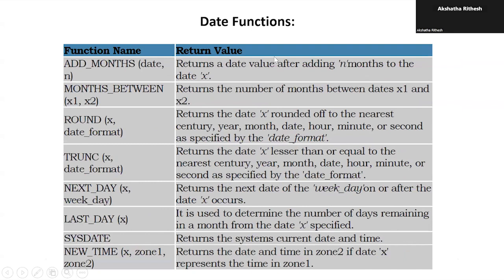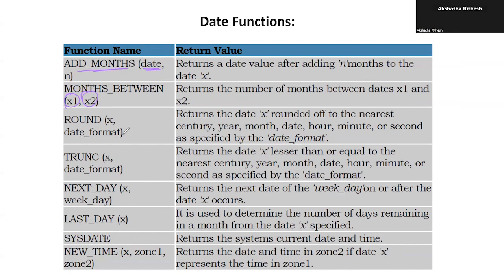Next, let us see date functions. ADD_MONTHS, like we discussed in the previous session, is going to add the number of months to a given date. MONTHS_BETWEEN will return an integer value, calculating the number of months between x1 and x2. These are the two dates you would have given, and between those two dates, the number of months will be returned.